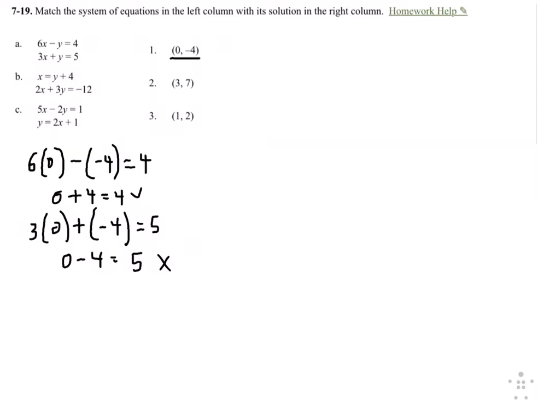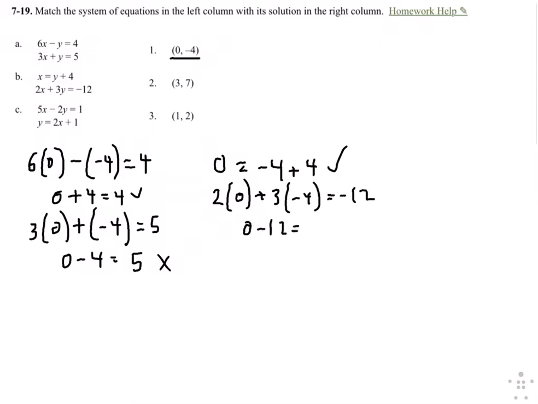So now I'm going to try (0, -4) in B, right? So I have 0 equals -4 plus 4. That one's right. And now I'll try it in the second equation. 2 times 0 plus 3 times -4 equals -12. So 0 minus 12 equals -12. And it is correct. So therefore 1 maps to B, right?